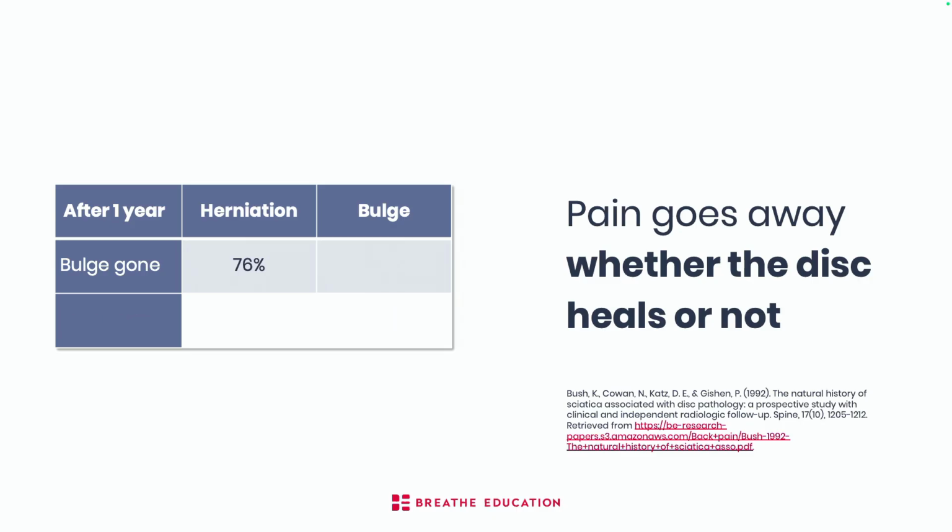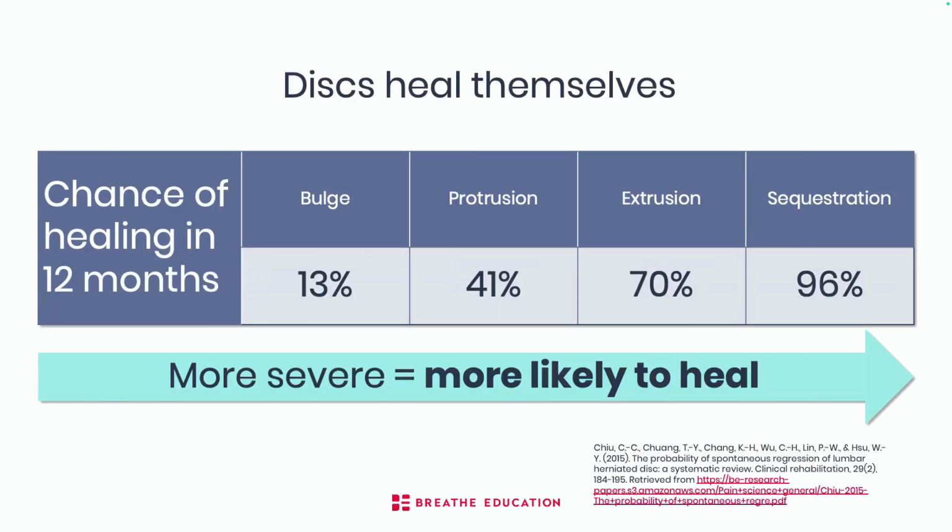right? So if we go back to these people, and we go, a year later, your sequestration's gone and your pain's gone. A year later, your disc bulge is still there, but your pain's gone. Right? So the pain going away and the disc bulge going away or not going away don't seem to be very well correlated at all. Marie?